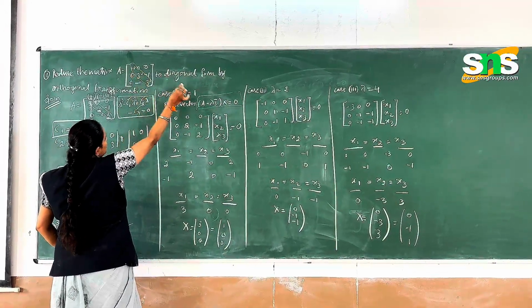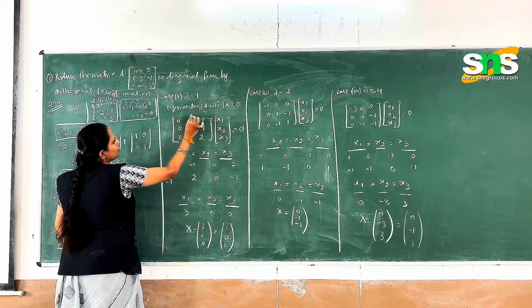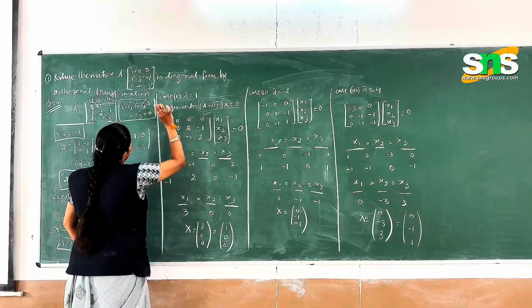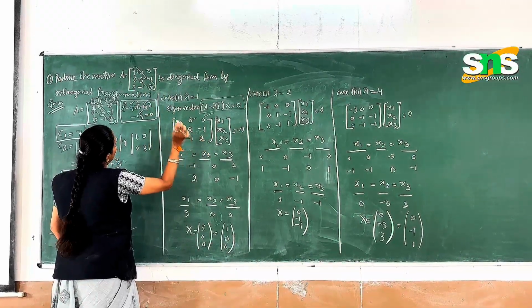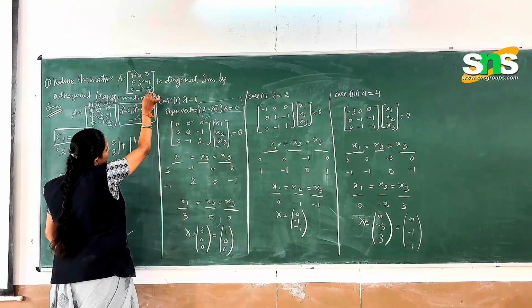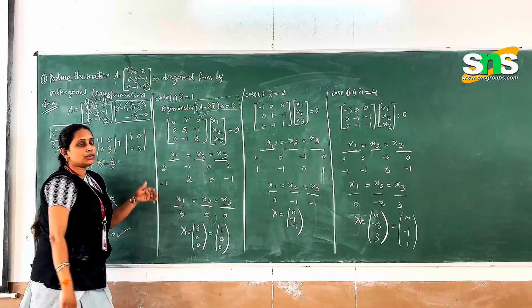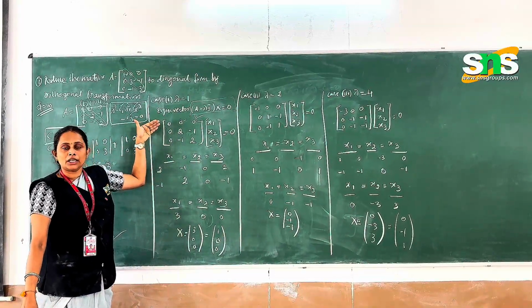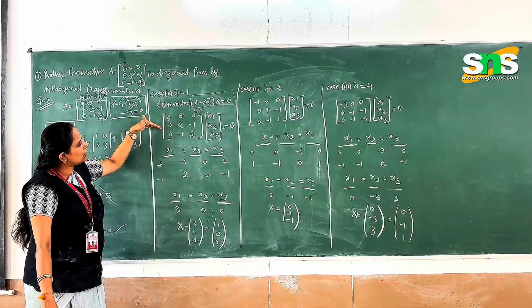So if we substitute lambda equal to 1, 1 minus 1 is 0. Here the remaining elements are 0, 0, 0, 0, 0, minus 1, 2. On the diagonal, 3 minus lambda is 2. Here also 3 minus lambda is 2. Then x1, x2, x3. Here, see, the 3 rows are different.